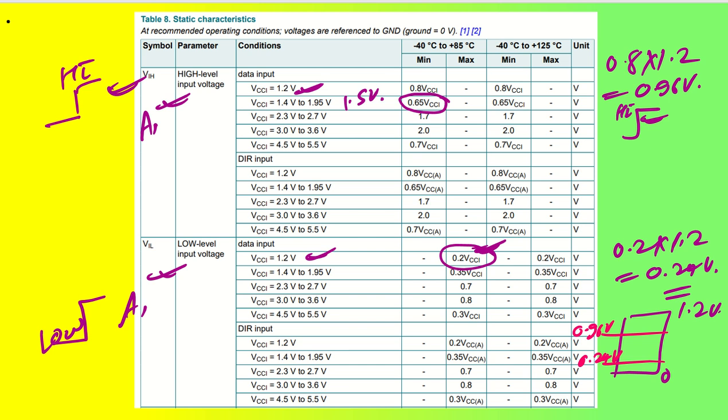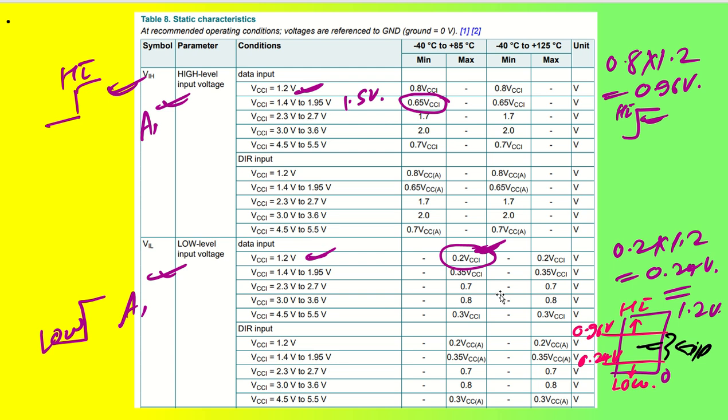Understood? So all signal above this voltage level will be considered as high and all signal below this will be considered as low. That's the main understanding you should have. And between this, any input you give is not going to decide whether it is low or whether it is high. Understood? So this is the main understanding.